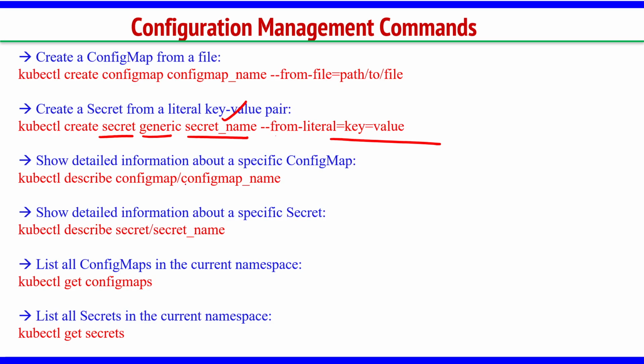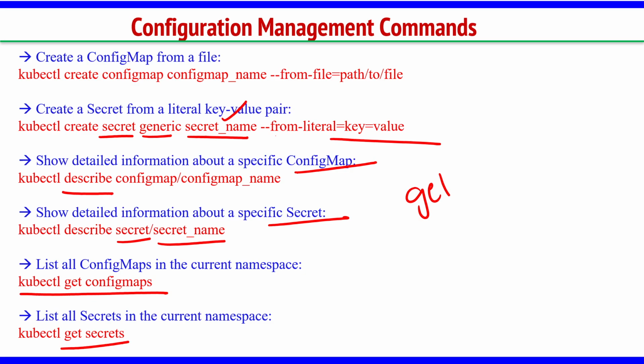So, if you want to know more information about a specific config, definitely I have to go and use the describe command, right. And even if you want to know more about the secret, you can also give kubectl describe secret and the secret name. If you want to list all config maps available, you can give kubectl get configmaps. So, this will list all the available config maps. Okay. List all secrets, again I can use kubectl get secrets, right.